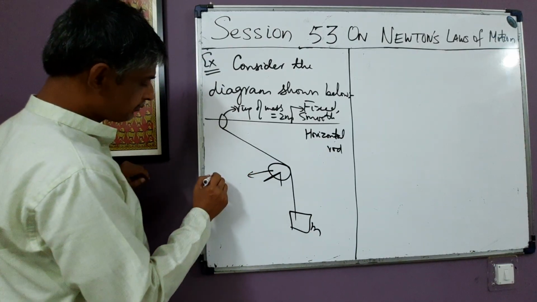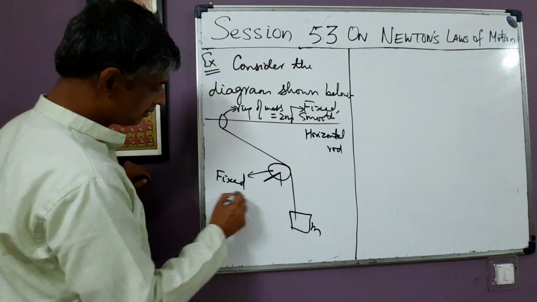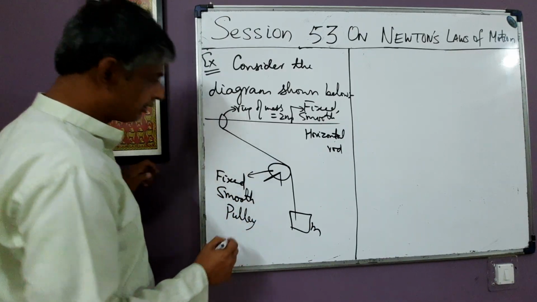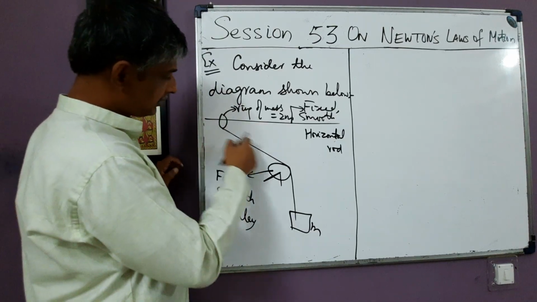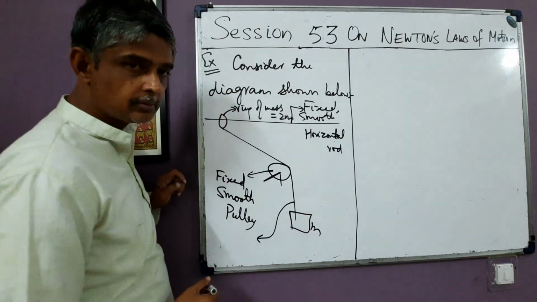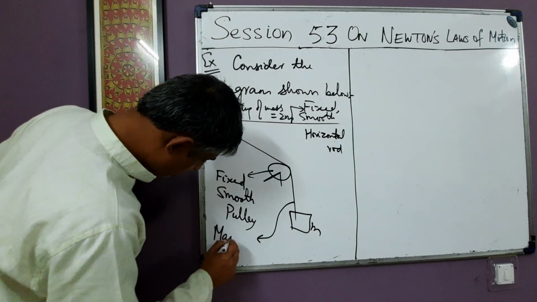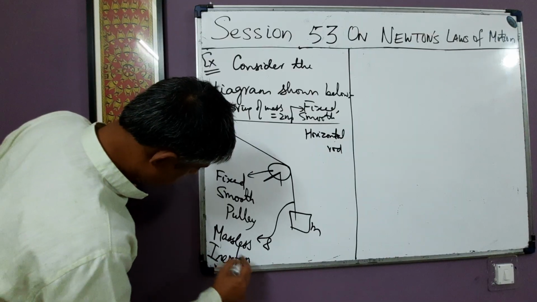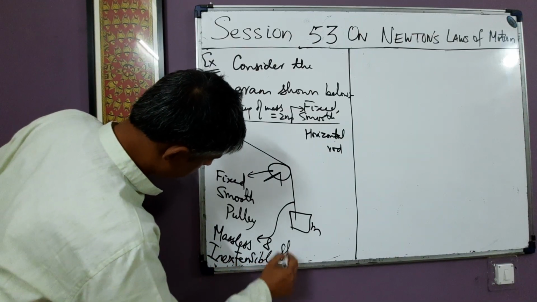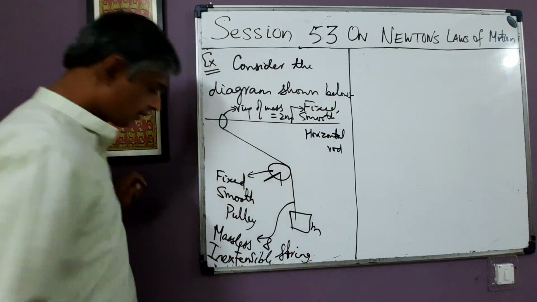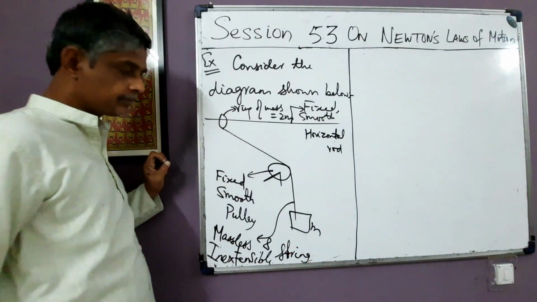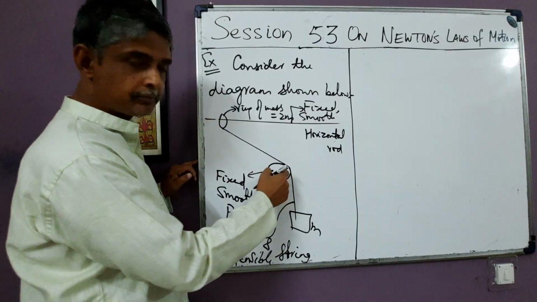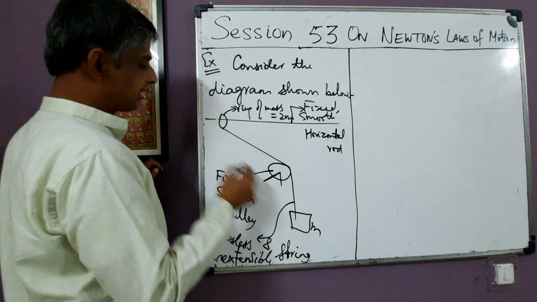This is a fixed smooth pulley. And this is a string. This string is massless and inextensible. There is no friction anywhere. Here also there is no friction, and here also there is no friction between string and pulley in contact. So this is a diagram for time 0.